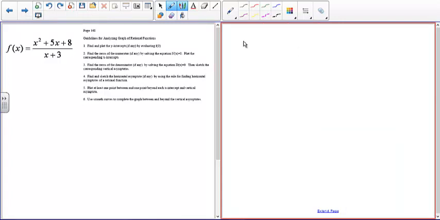Same deal. A, set x equal to 0. You get y is equal to 8 thirds. 0, 8 thirds. That's your y-intercept. B is we see if we can factor the numerator to find if there are any zeros, which I think there are in this case.